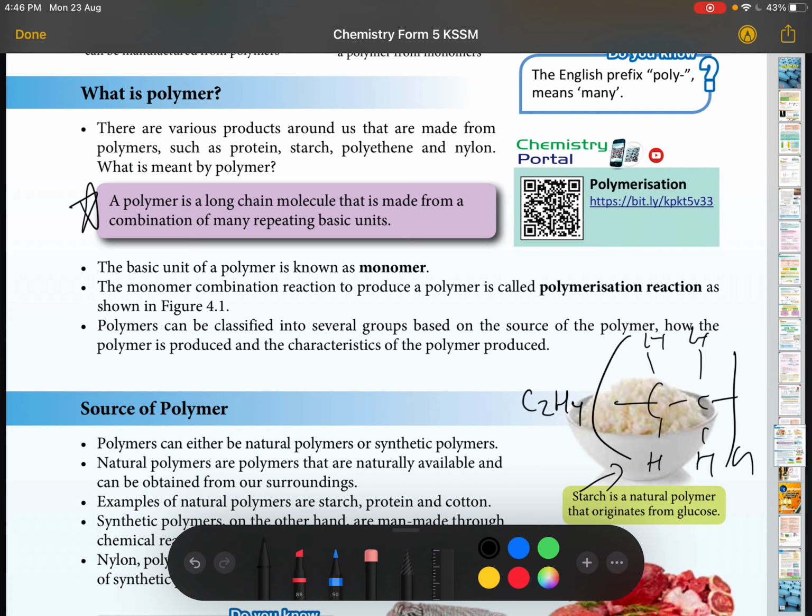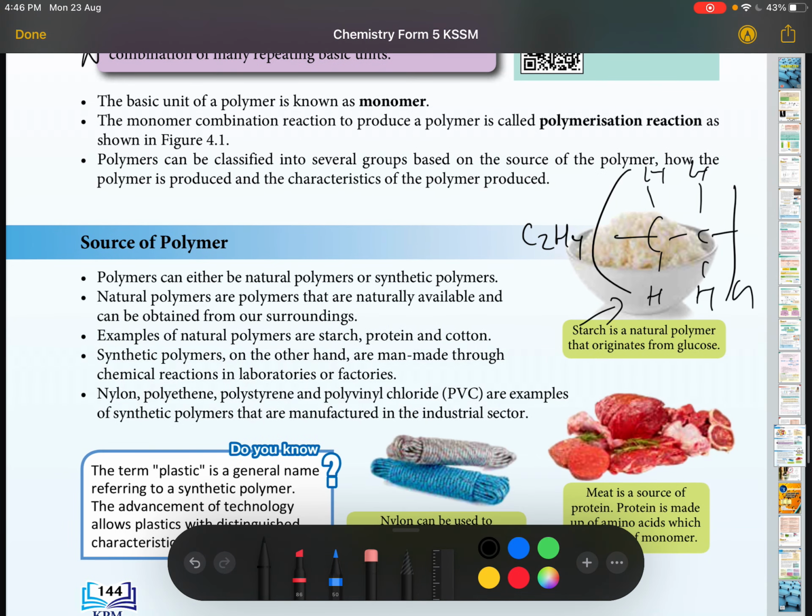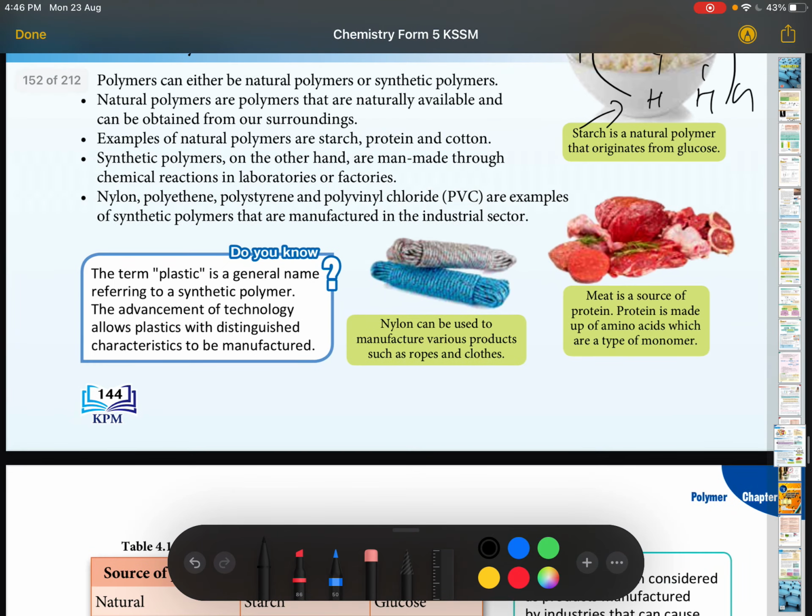So when we have many ethenes combined together to make polyethene, the basic unit is called a monomer. So the monomer here is ethene. And the reaction to make it is called polymerization reaction. Polymers can either be synthetic or natural. For natural, you can find it in your surroundings. For example, starch, protein, and cotton.